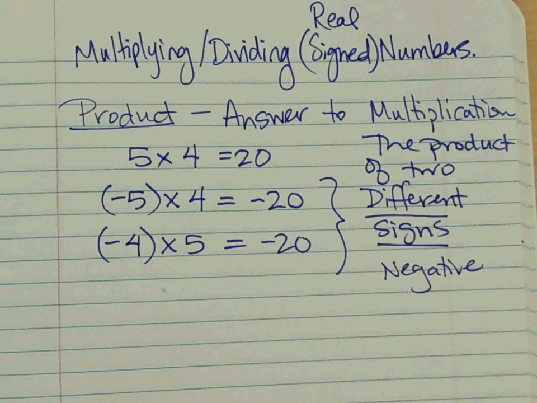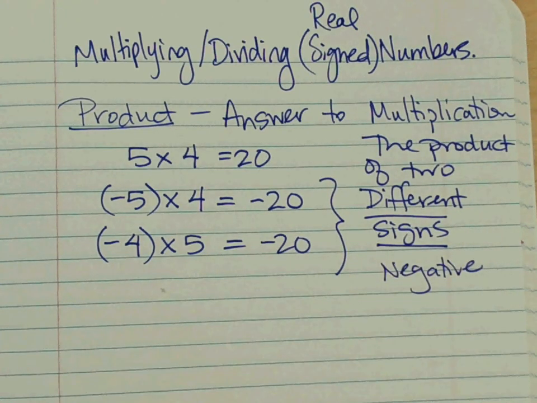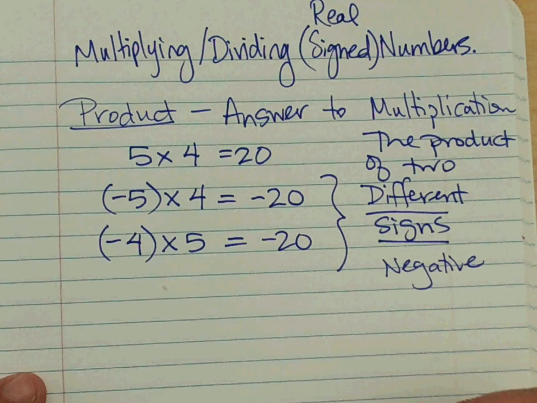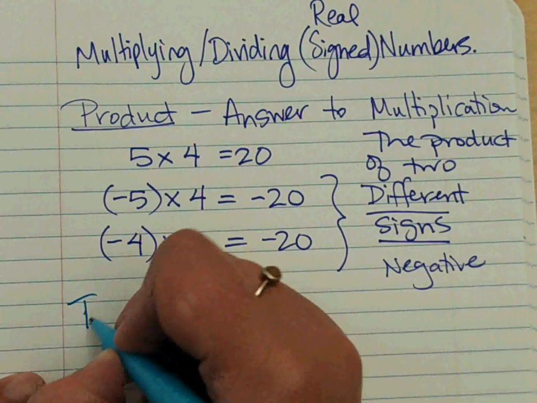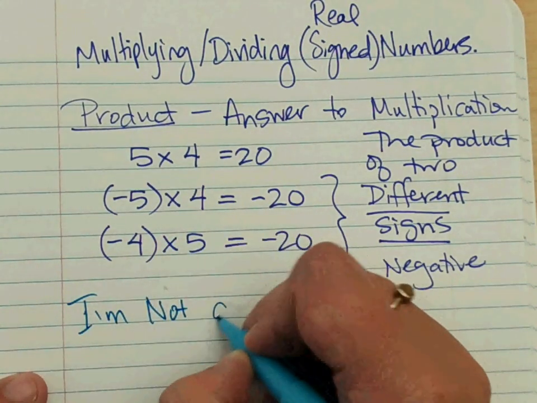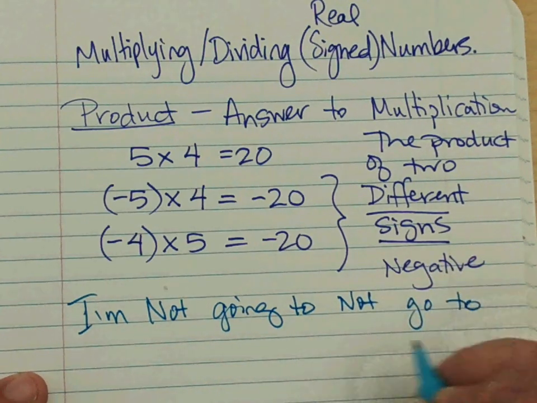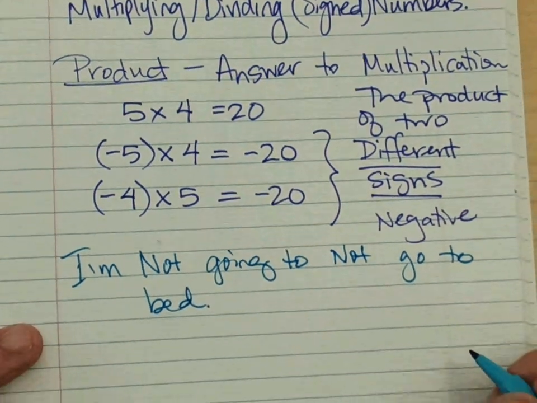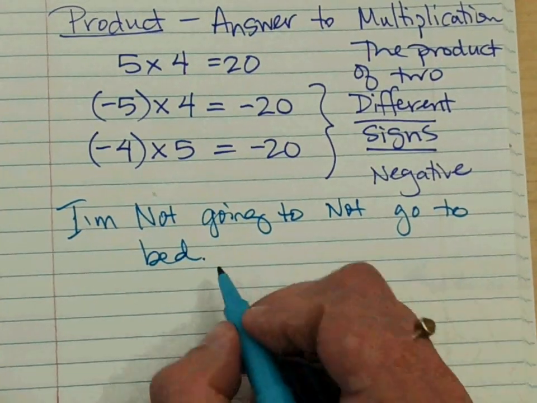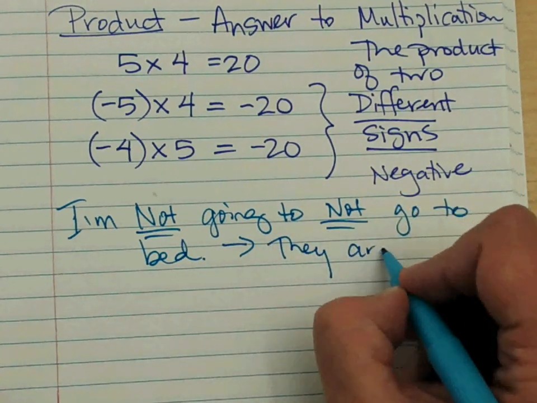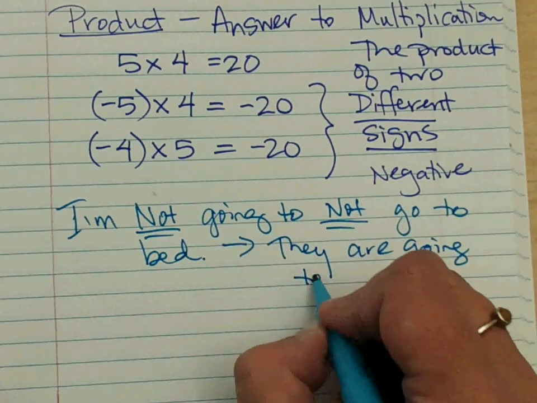Now we were talking about the idea of a negative times a negative. And I gave you the example last time. Somebody who was, like, let's say a little kid who was misbehaving. They weren't going to go to bed. They say, I'm not going to not go to bed. What did they just say they're going to do? Yeah, the not means they are going. They are going to bed.